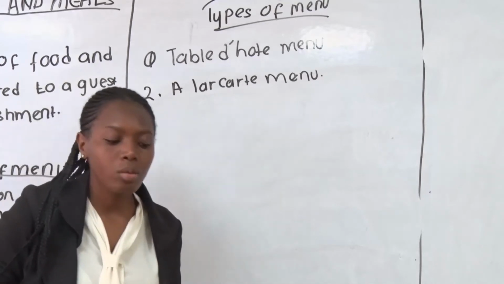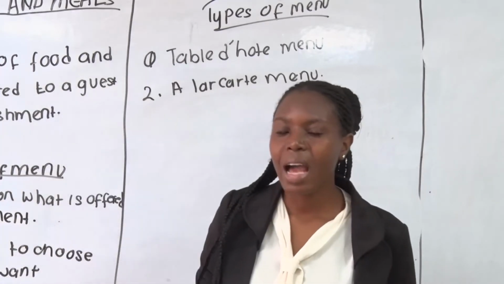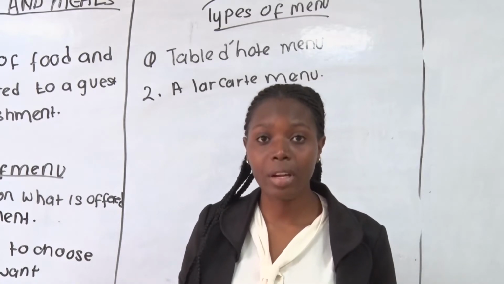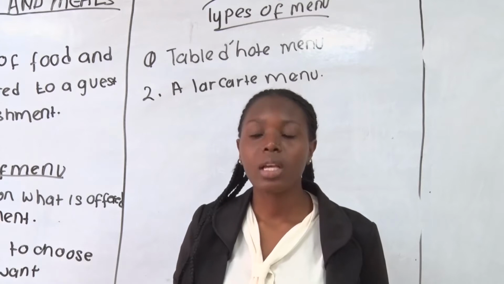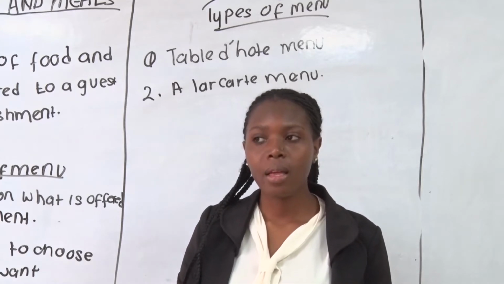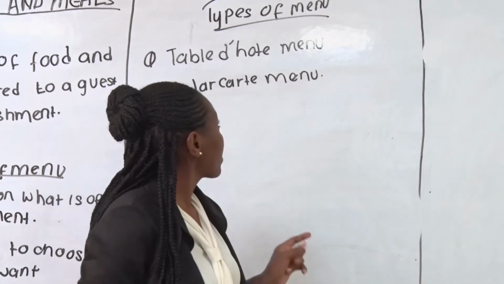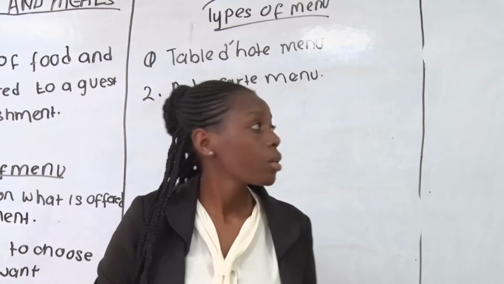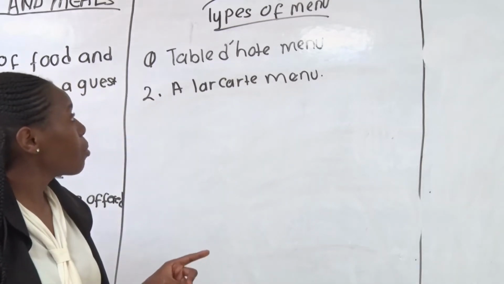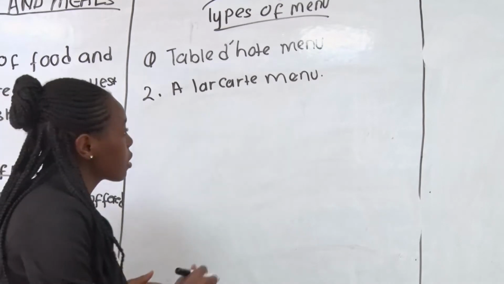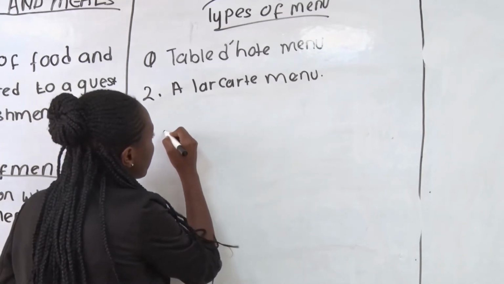The table d'hote menu is a menu where the meals are readily available during the service time. The prices are fixed and there is a limited choice of dishes. And an example of a table d'hote menu, a structure, should be like this.